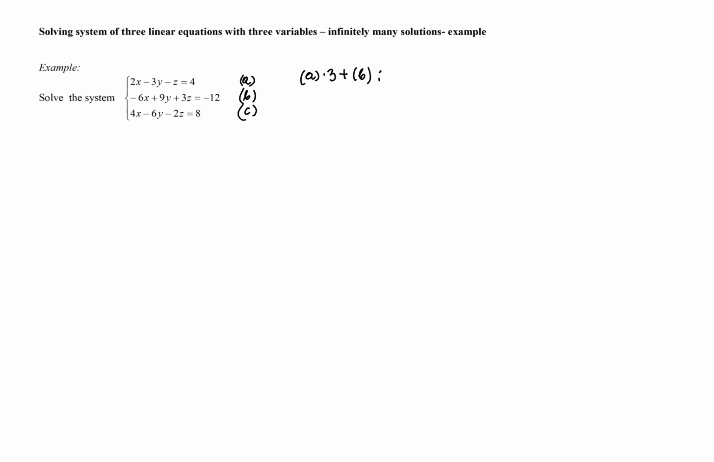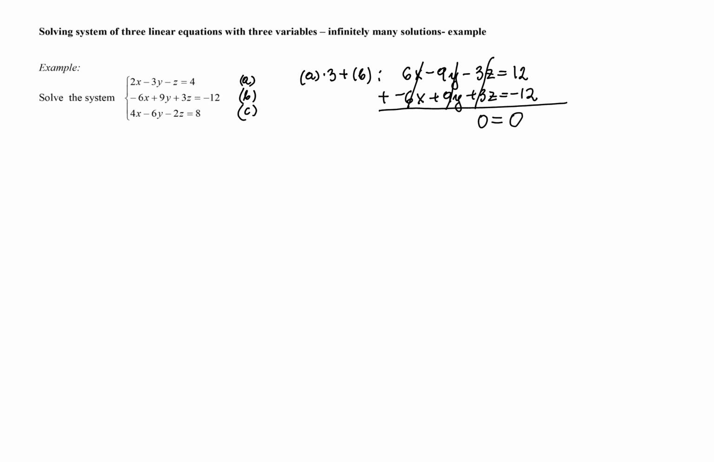Equation A multiplied by 3 is going to give me 6x - 9y - 3z = 12. And equation B is -6x + 9y + 3z = -12. If we add those equations side by side, you can notice that not only the variable z is going to be eliminated, but also variable y and variable x. And on the right hand side, we'll also get 0.